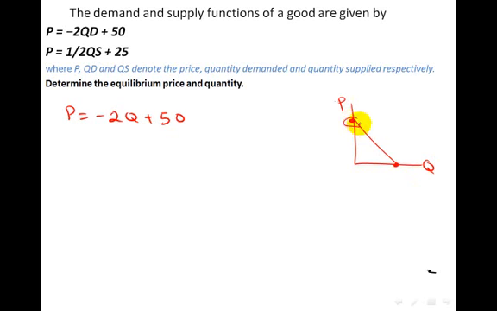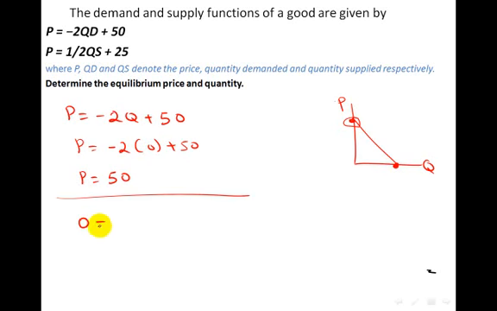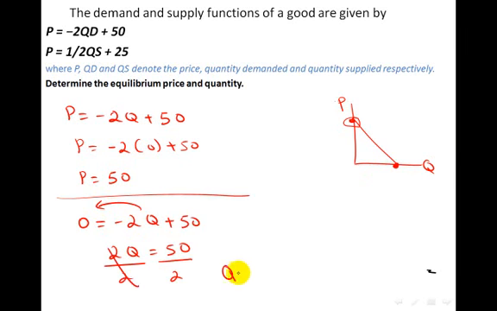So to know this point, plug in instead of Q 0. So -2 multiplied by 0 plus 50. The price would be here just 50. And to know this point, we must plug in instead of P 0, and that would be 0 equals -2Q plus 50. Bring this one back. 2Q equals 50. So the value for Q would be 25.